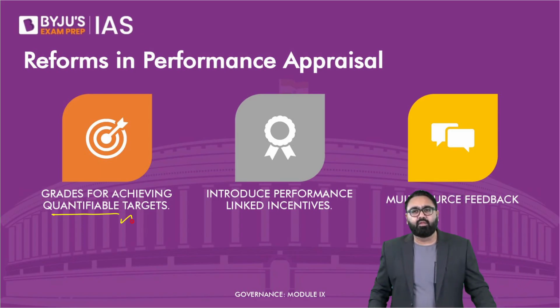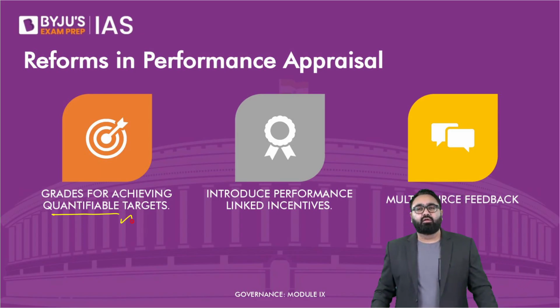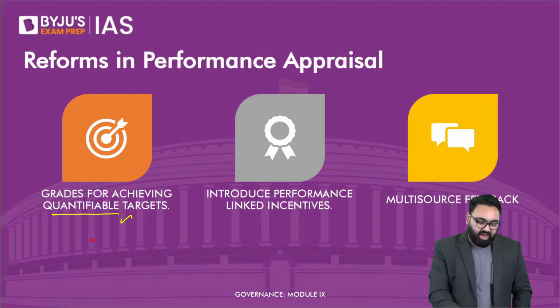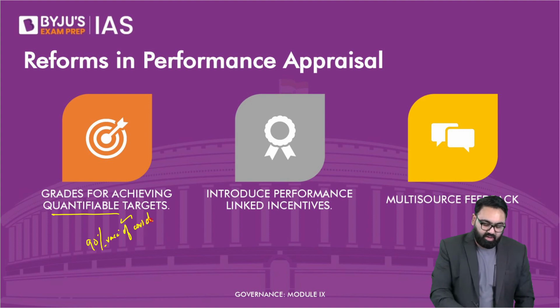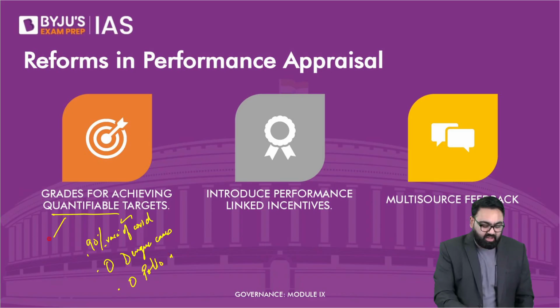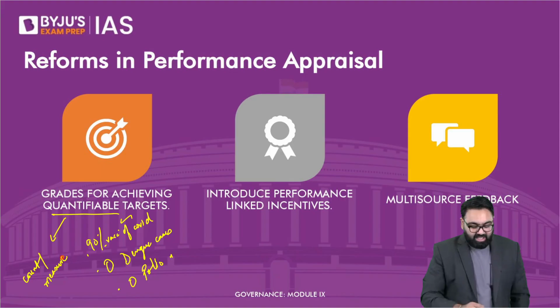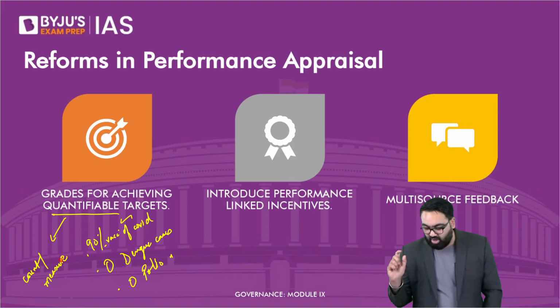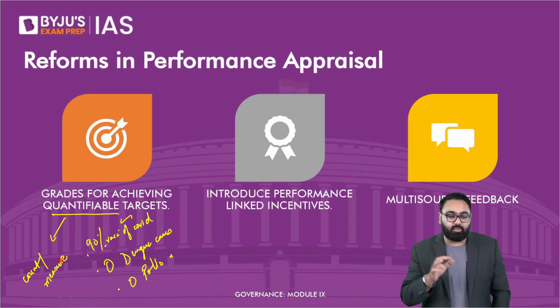For example, let's say government should say every DM has to ensure 90% vaccination of COVID at least in your district. Let's say government should say there should be zero dengue cases in your district. There should be, let's say, zero polio cases in your district. These are quantifiable targets. Quantifiable is something that you can actually count or measure. Something that you can count that this has been done, this has not been done. Not just based on what you think, all on the basis of numbers.